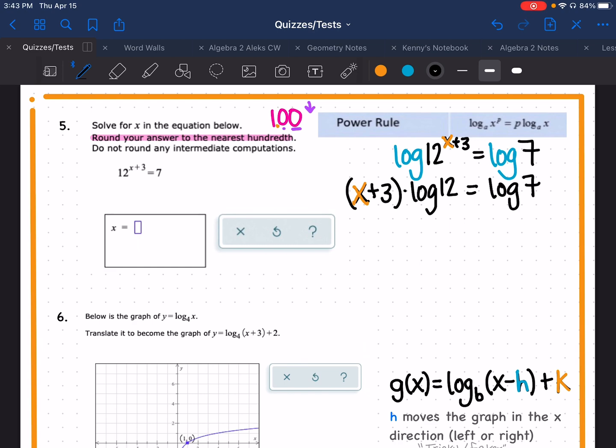I want to get the x by itself. Make sure that there's only one x. So go ahead and look at your equal sign and make sure that there's only one x. This is why I really, really, really love to use color, because I can very quickly see that there's only the one x and it's already alone. So the next thing I need to do is divide both sides by log 12.